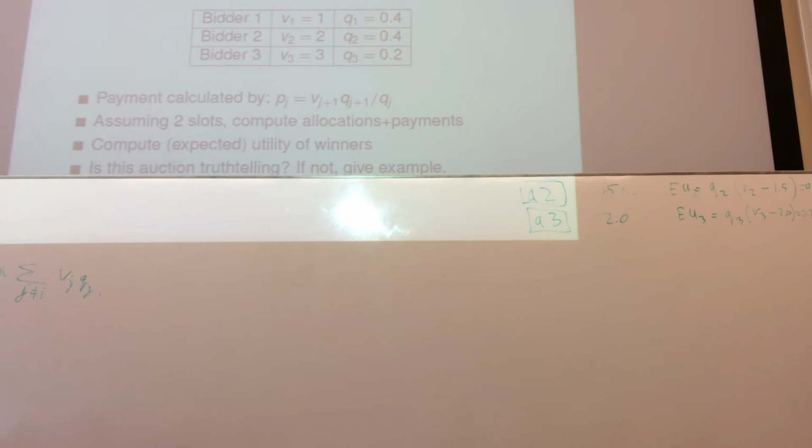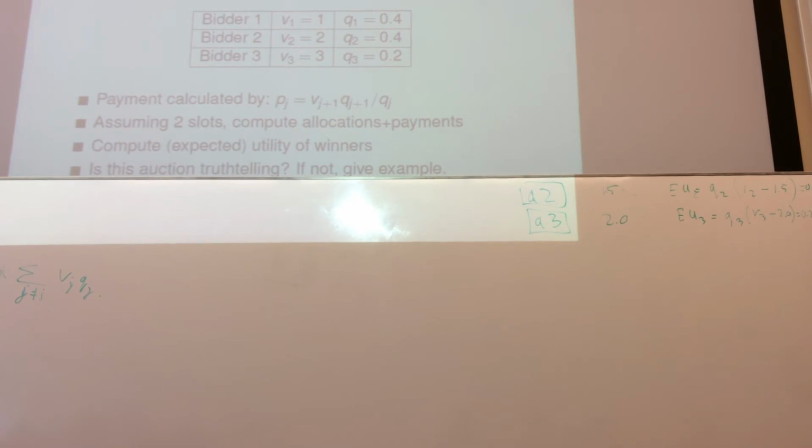So now, the auction, is it truth telling? What do you think in this case? So in this particular instance, in other words, have you found an example where a bidder, by misreporting, can get a higher expected utility in this setting, assuming complete information?